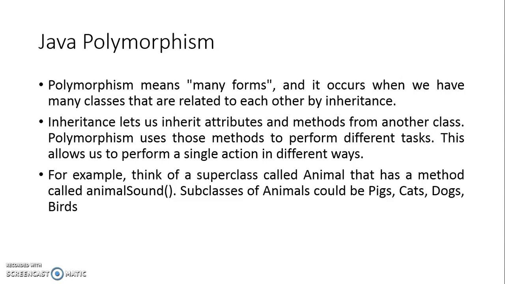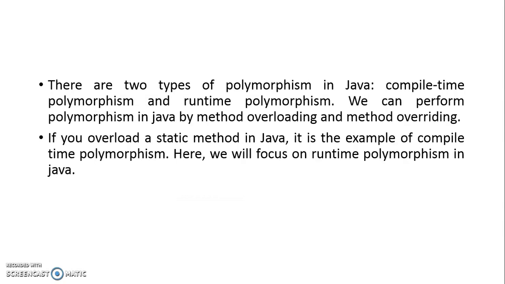For example, there is a superclass, that is the parent class Animal, and that has a method called animalSound. Subclasses or child classes of Animal can be pigs, cats, dogs, birds, and they have the same method animalSound, which will be different for each of the subclasses. Like for pig and cat, the animal sounds will be different. So this is the concept of polymorphism, one method and many forms.